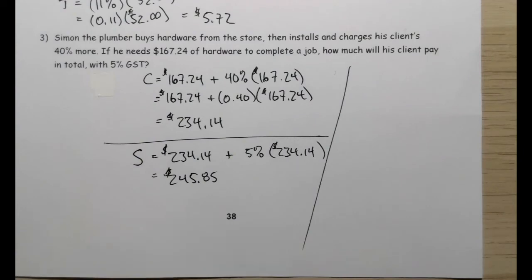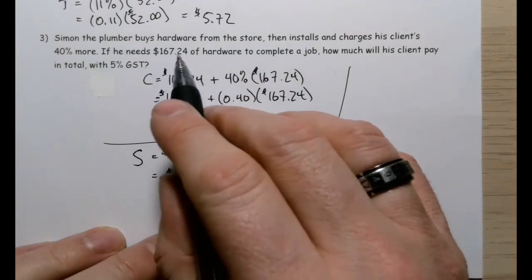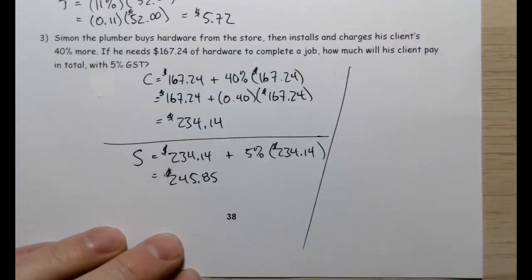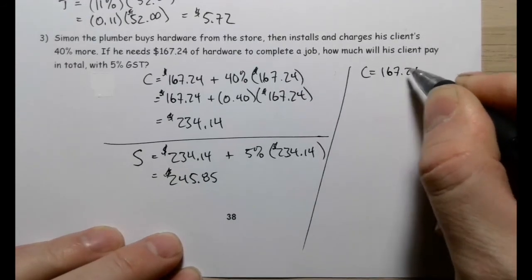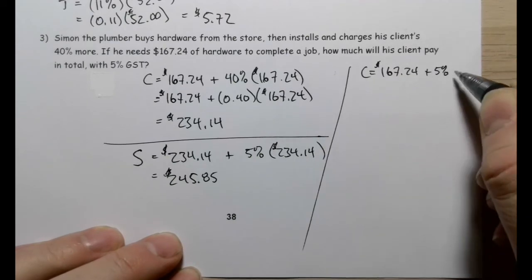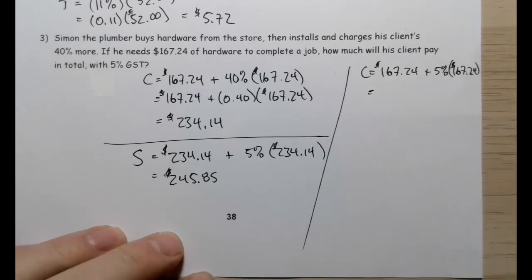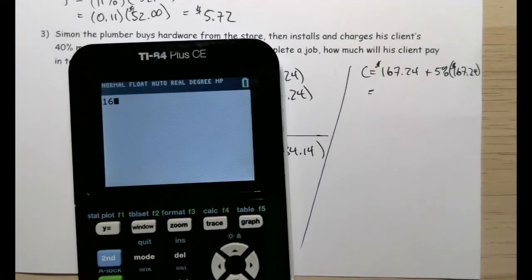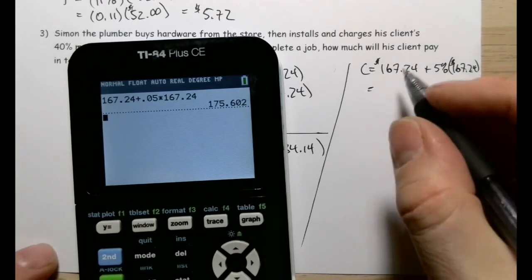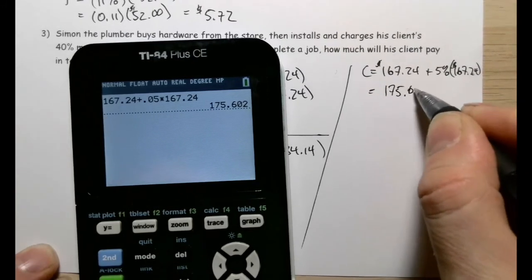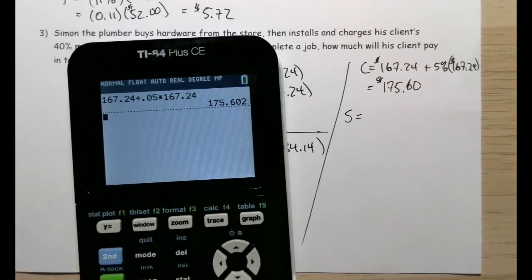$175.60. And now let's say that the service that he's going to give his client is going to be that, but we're going to add 40% to that. So 40% of $175.60. $175.60 plus 0.4 times $175.60. And we get $245.84. Really close. Did it matter? Not really. It's basically the same thing. But I wanted you to see that. Okay? Now, let's take a quick look.